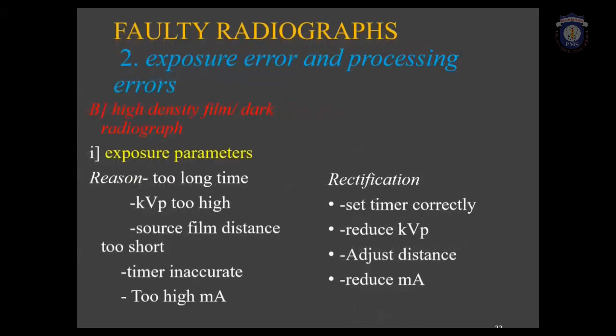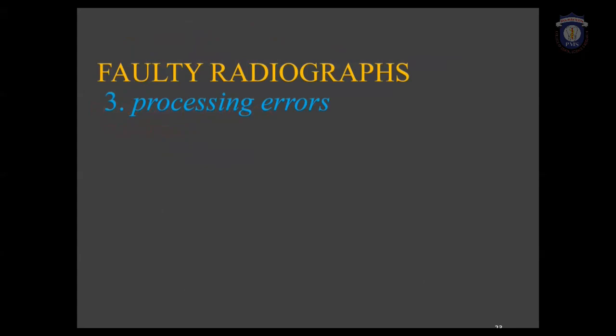A high density film or a dark radiograph. Again, this can be due to the exposure parameters. Due to too long a time of exposure, the kVp and the milliampere were very high. The source to film distance was very short. The timer was inaccurate. So check the timer prior to exposure, set the timer correctly, reduce the kilovolt and the milliampere, adjust the source to film distance adequately.